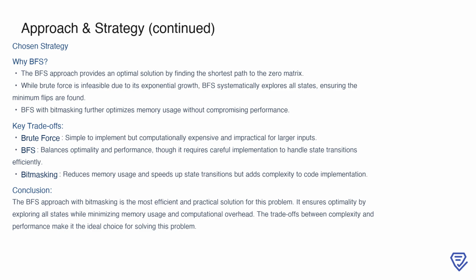Incorporating bit masking into BFS further optimizes memory usage and speeds up state transitions, though it does introduce additional complexity in implementation. The key trade-offs between these methods highlight the strengths of BFS with bit masking. It minimizes memory usage while still guaranteeing optimal results. Ultimately, this combination of BFS and bit masking offers the most efficient and practical solution, ensuring we achieve the zero matrix with minimal computational overhead while handling larger problem sizes effectively.